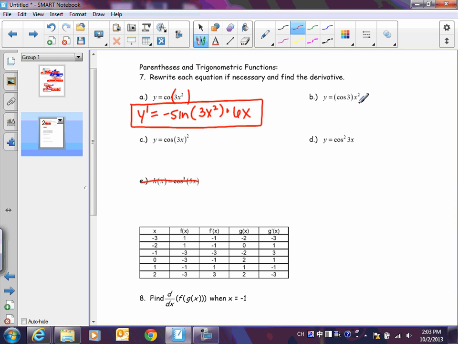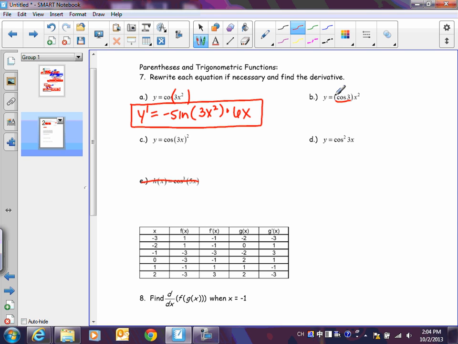Okay. B. The x is still the only thing being squared, but because they put parentheses where they did, you're only taking cosine of 3. You're not taking cosine of x squared. It's not cosine of 3x squared. You're just taking cosine of 3, you're ending your cosine, and then you're just multiplying it by x squared.